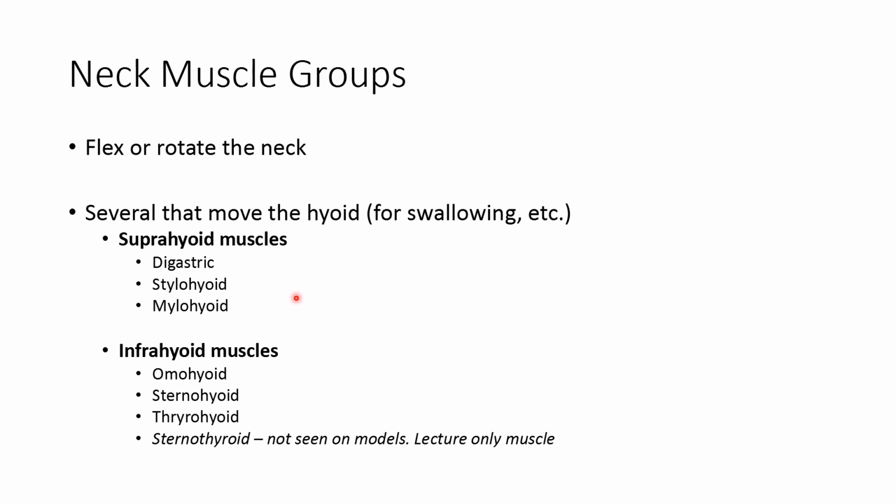So we have 3 muscles that are above, supra, above the hyoid, and we have 4, though we're only going to look at 3 in lab, that are infra, or below the hyoid. So we know that if something is below, it's not going to pull up on the hyoid. That's physically impossible. And vice versa. If I have a suprahyoid muscle, it's not going to pull down on the hyoid.